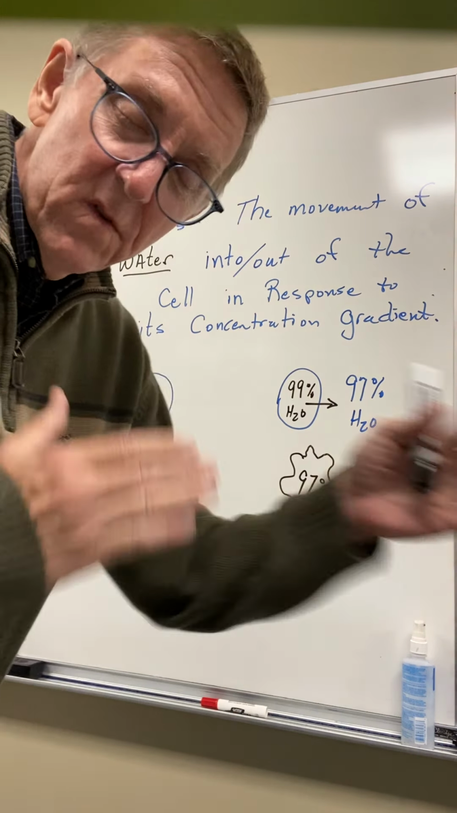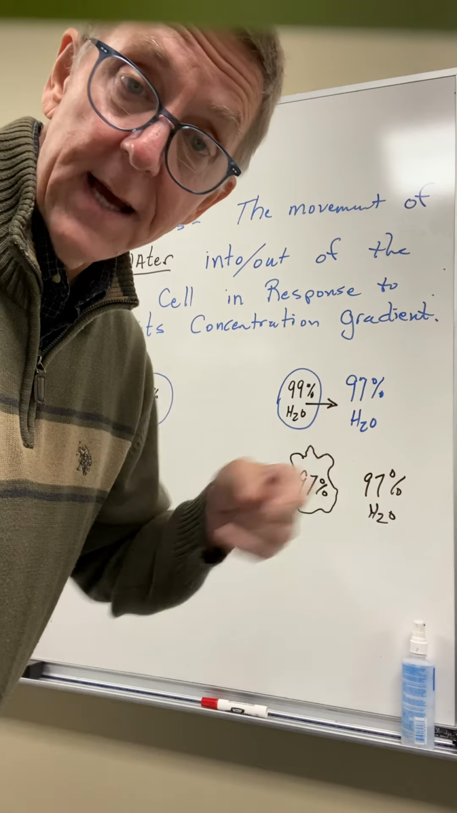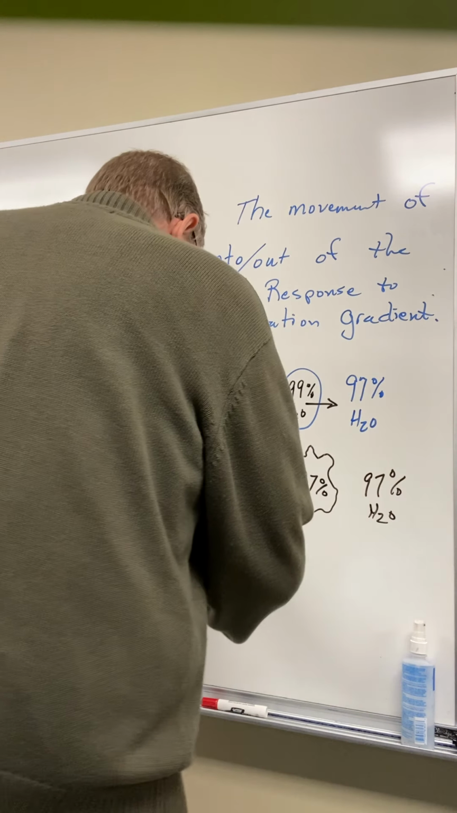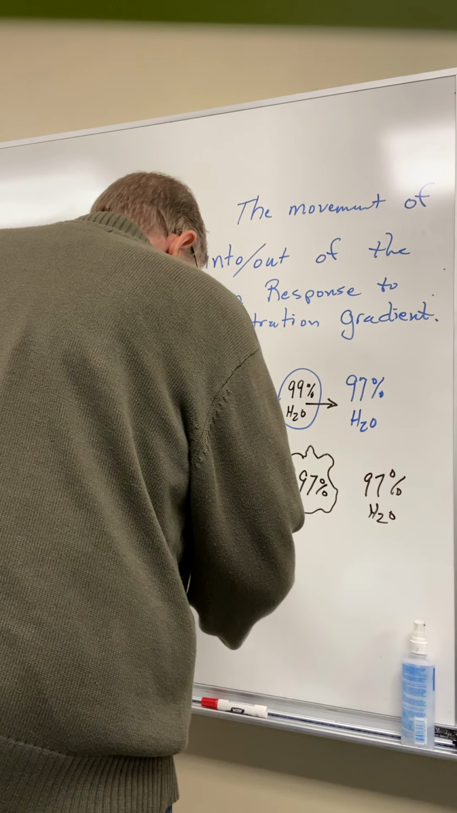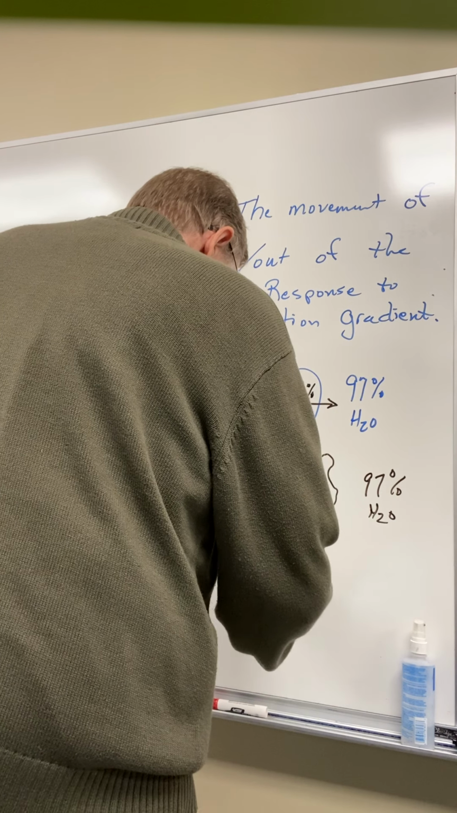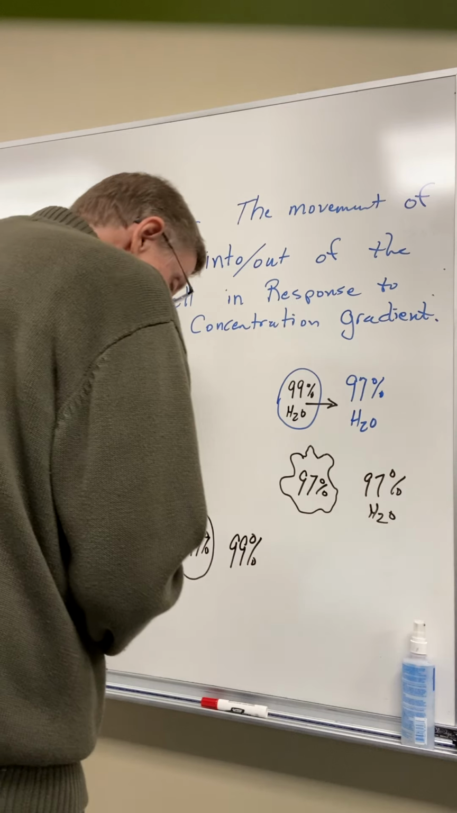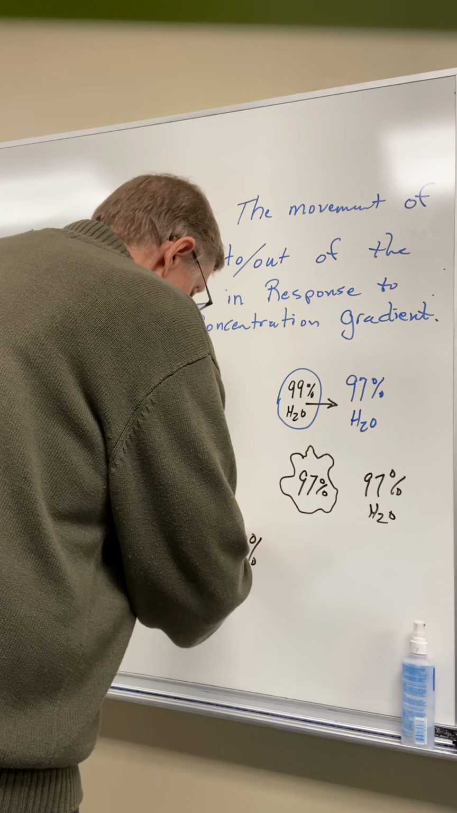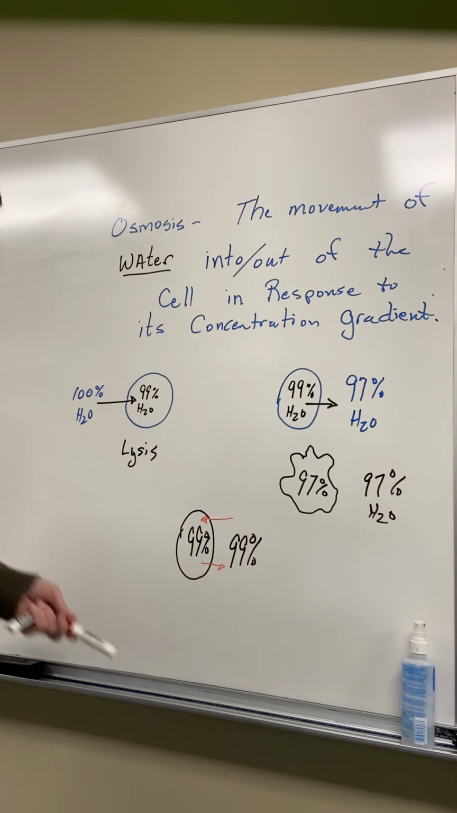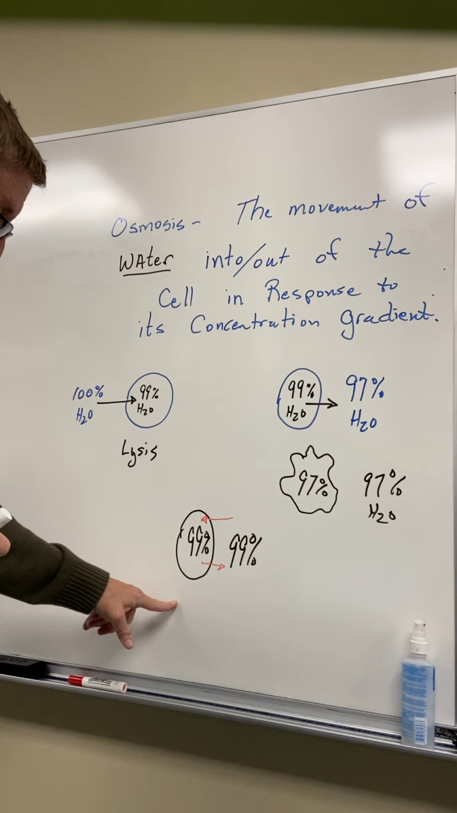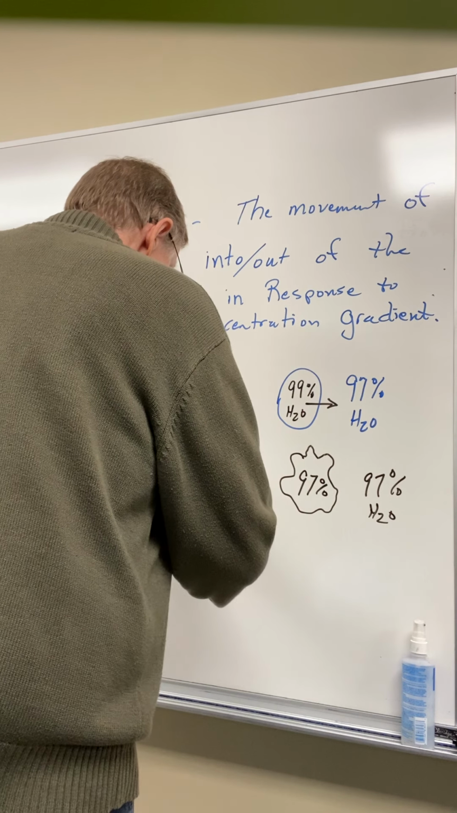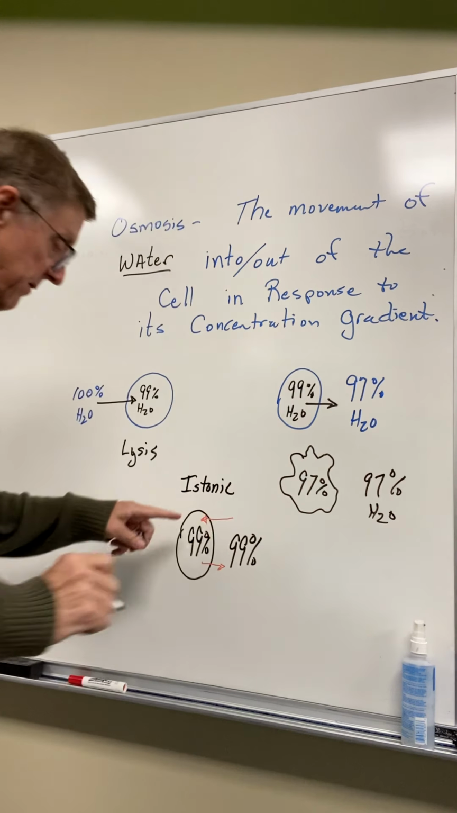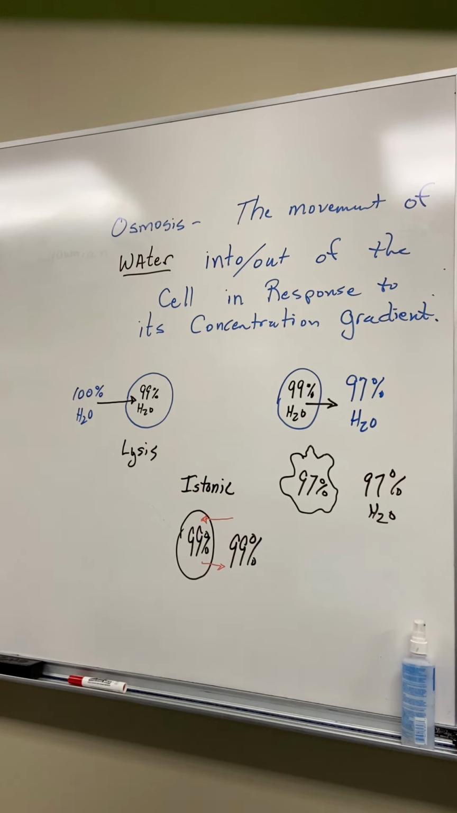Now, neither one of these is really good for your cells, right? Your cells aren't bursting all the time and they're not shrinking all the time either. So inside of you, you have a cell that is 99% water, and the area outside, the extracellular fluid, is also 99% water. So some water moves out, some water moves in, but there is no net movement. It's just moving around. And so the cell here would be what we call isotonic. That just means that the cell and the extracellular fluid contain equal concentrations of solute, of dissolved stuff.